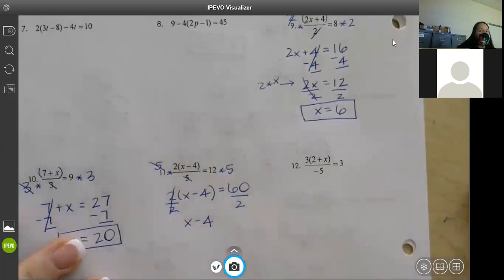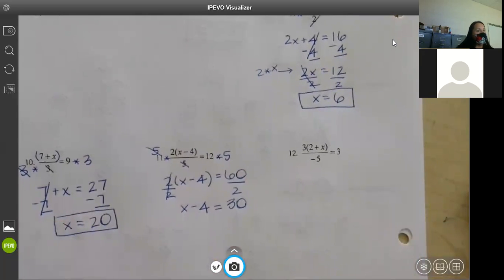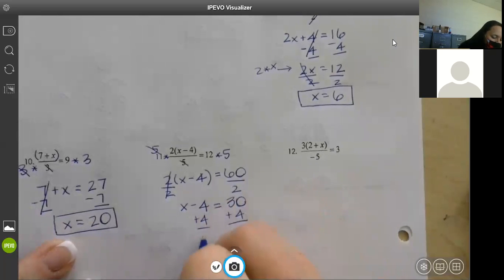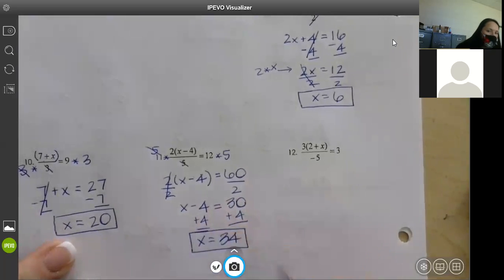So with the 2 gone, that gives me x minus 4. And then half of 60, or 60 divided by 2, is 30. All right, how do I get rid of a minus 4? Add 4. And I get x equals 34. Perfect.